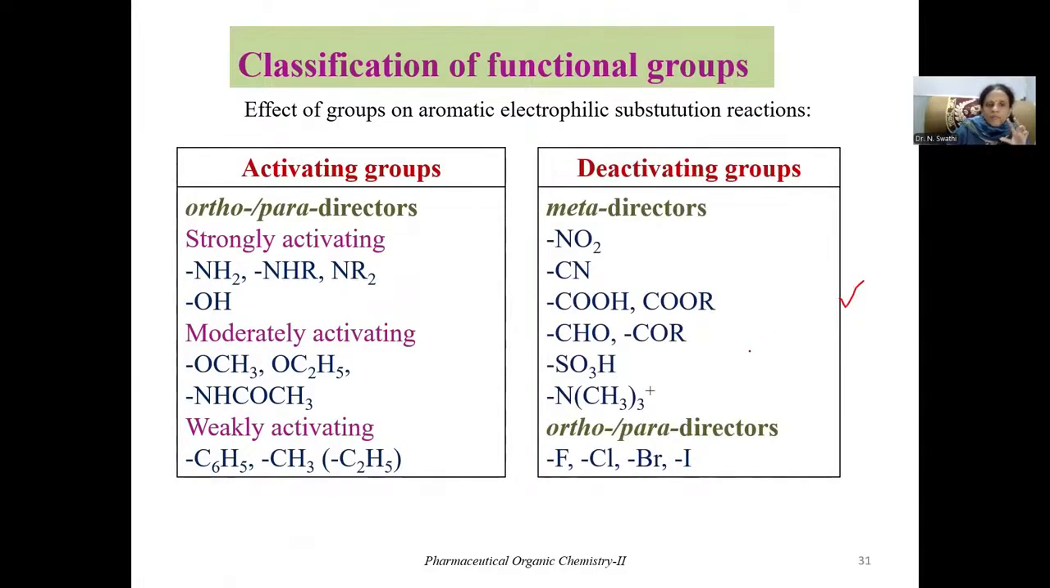The definitions whatever I have explained previously, in a single slide I explained the activating group, deactivating group, and the ortho-para directors and meta directors definitions, and this table. So this is very, very important. If you have not taken a print screen of it earlier, you can take it here. This is very, very important, students.